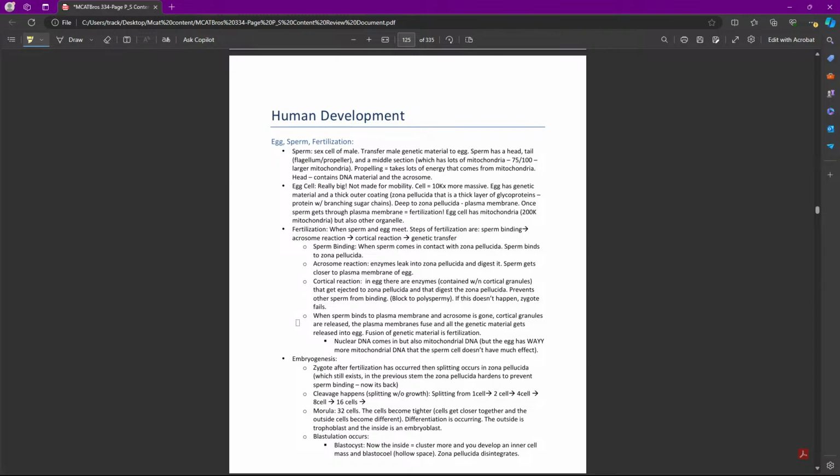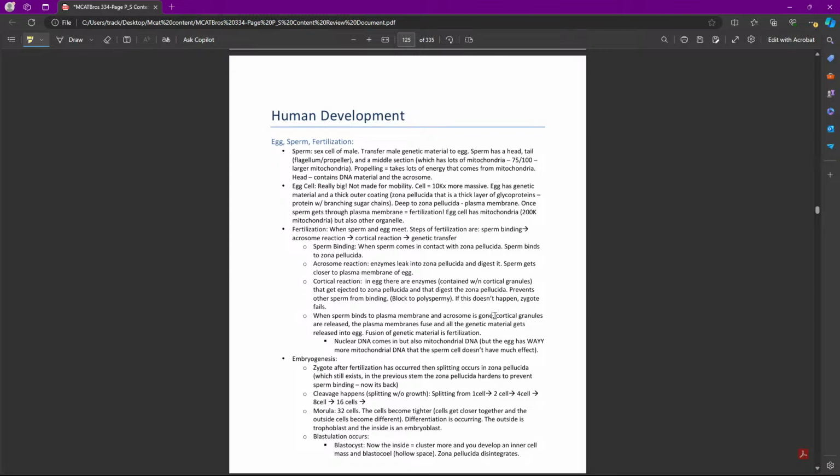When sperm binds, sperm comes in contact with the zona pellucida, the sperm binds to the zona, and it integrates. Through this, the enzyme leaks into it and digests it, sperm getting close to the plasma of the egg. Cortisol reaction. In the egg, there are enzymes contained, get injected and digest the zona, which prevents other sperm from binding, to block polyspermy. If this doesn't happen, zygote fails.